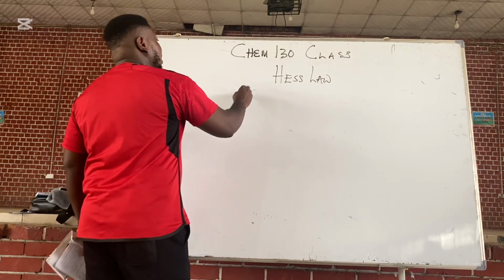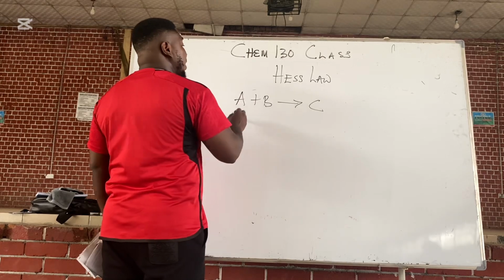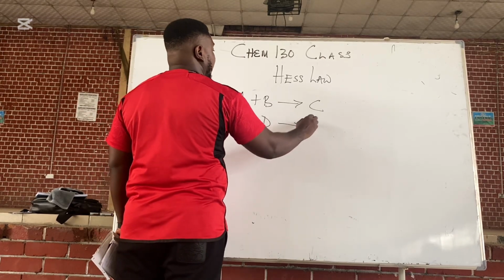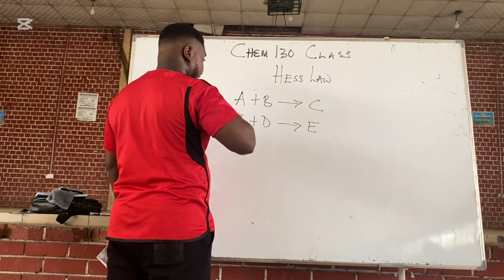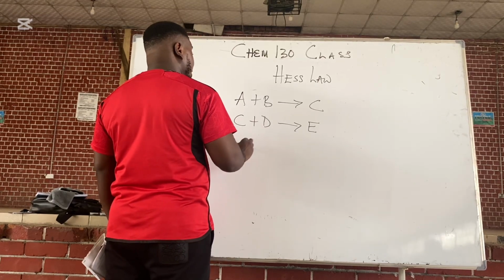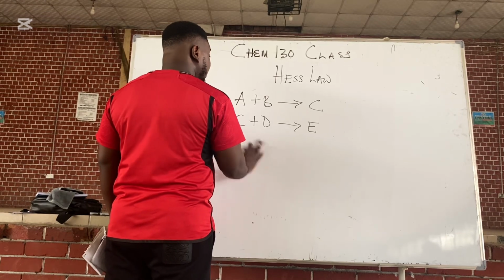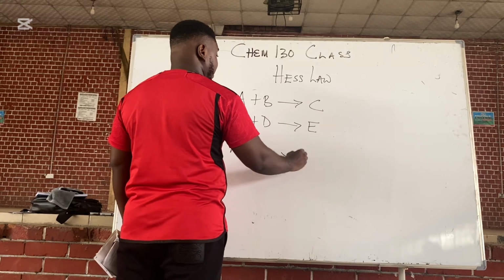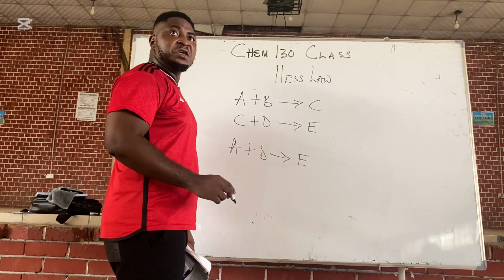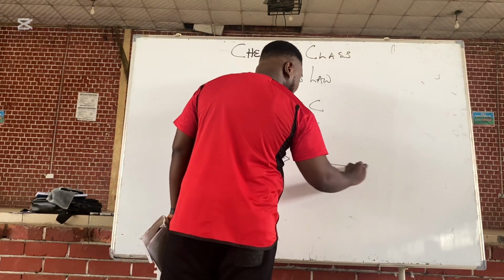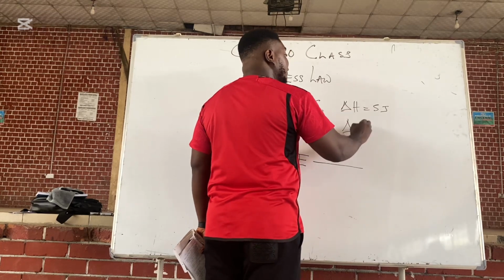If we have a reaction A plus B to give C, and another reaction C plus D to give E. Class, you now have a third reaction, A plus D to give E. If you have to find the enthalpy of this particular reaction, they give me the enthalpy change of this reaction as 5 joules, and the enthalpy change of this reaction as 10 joules.